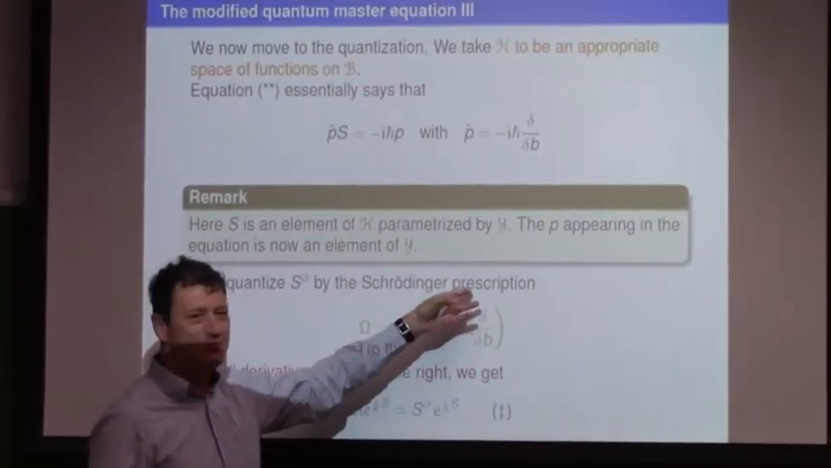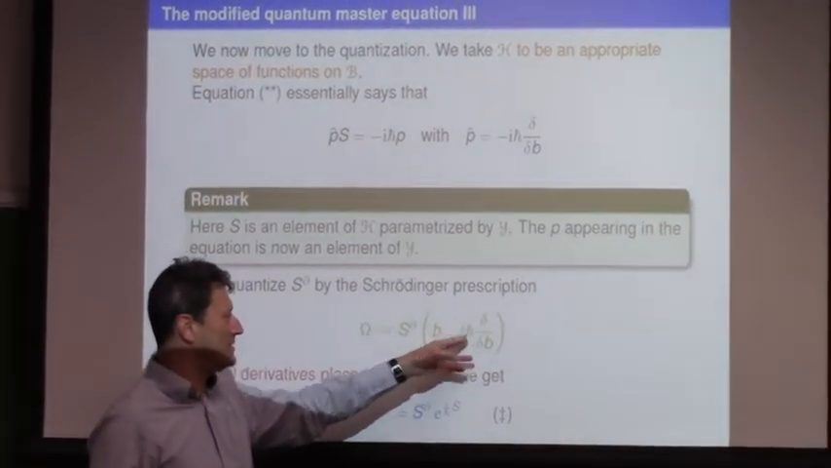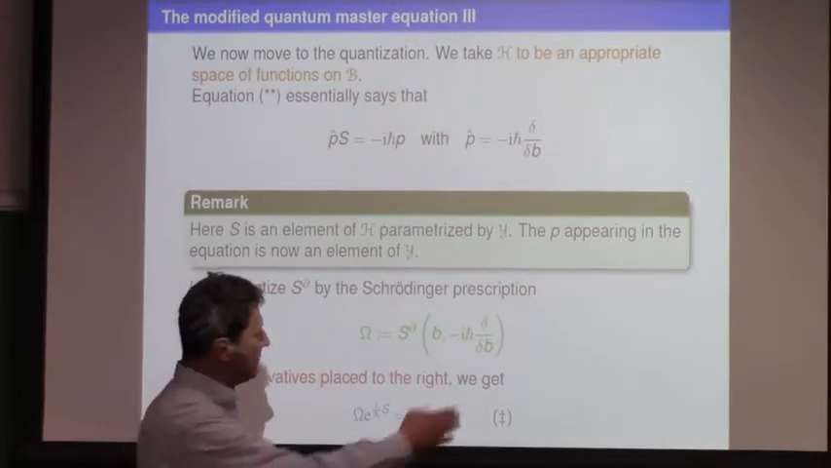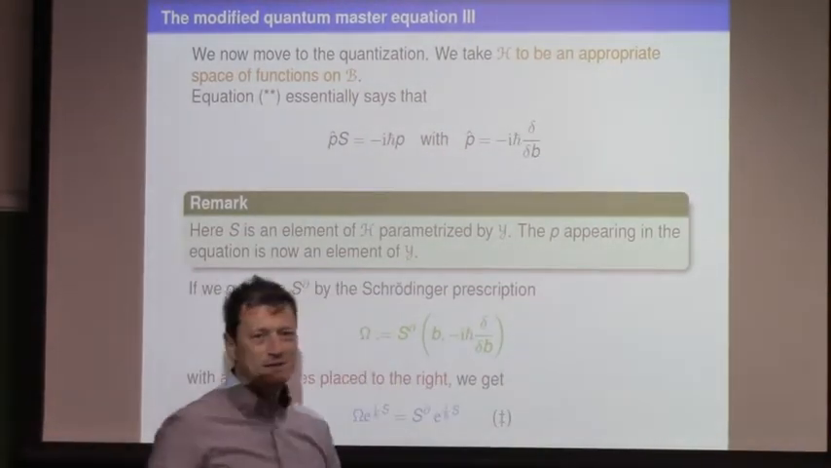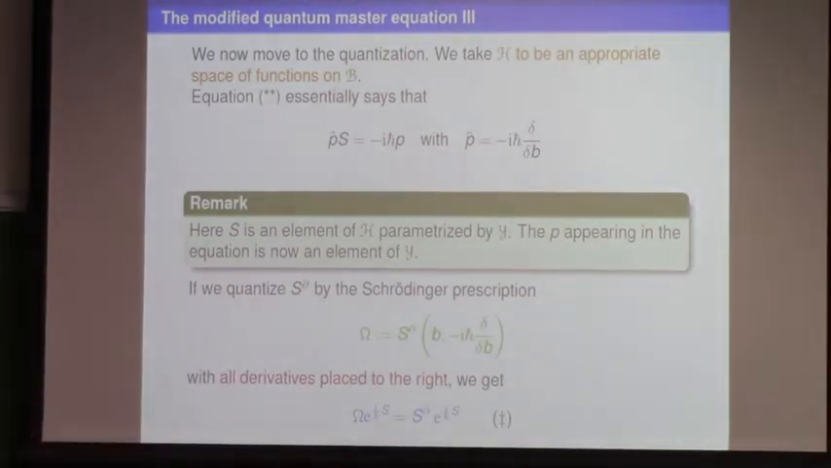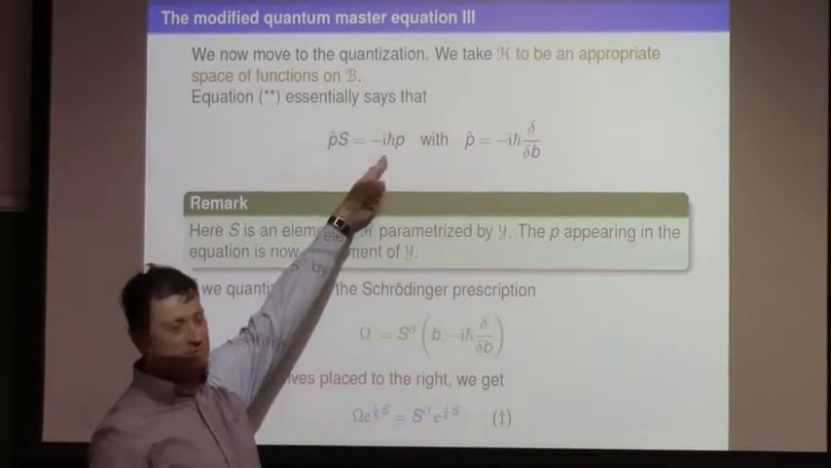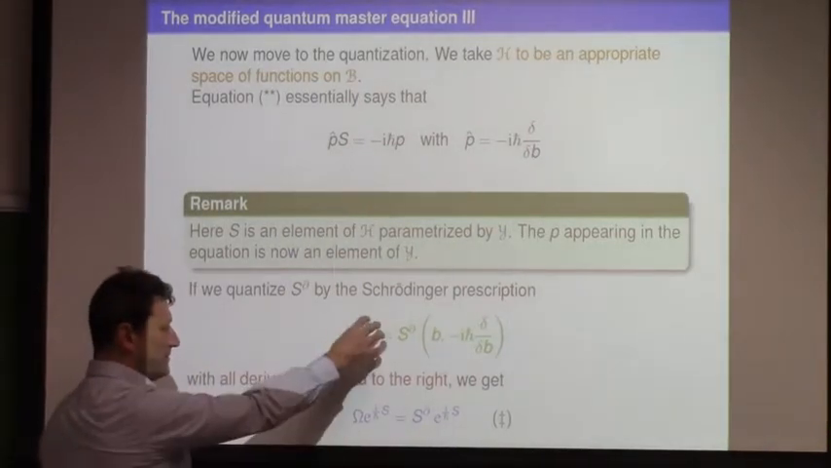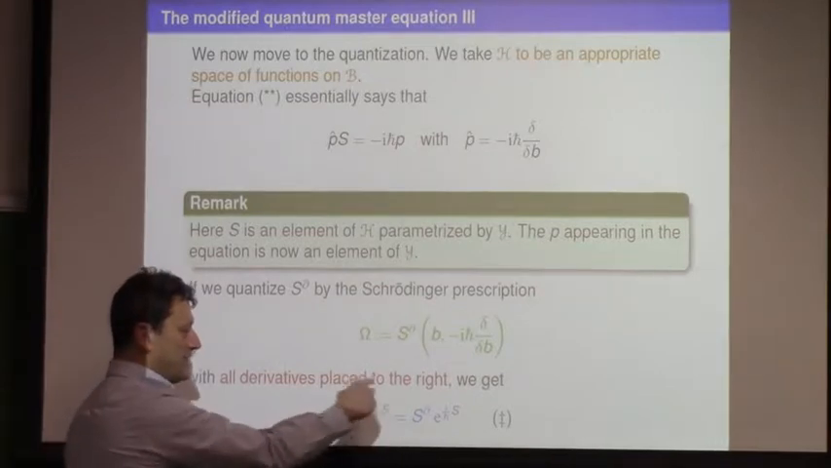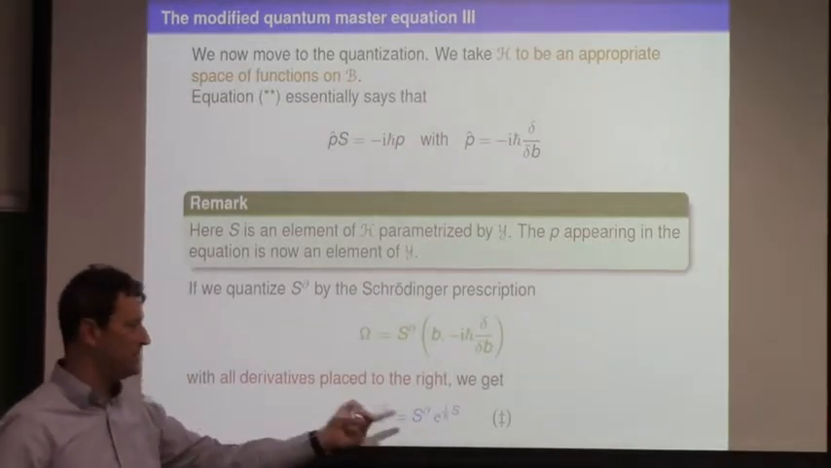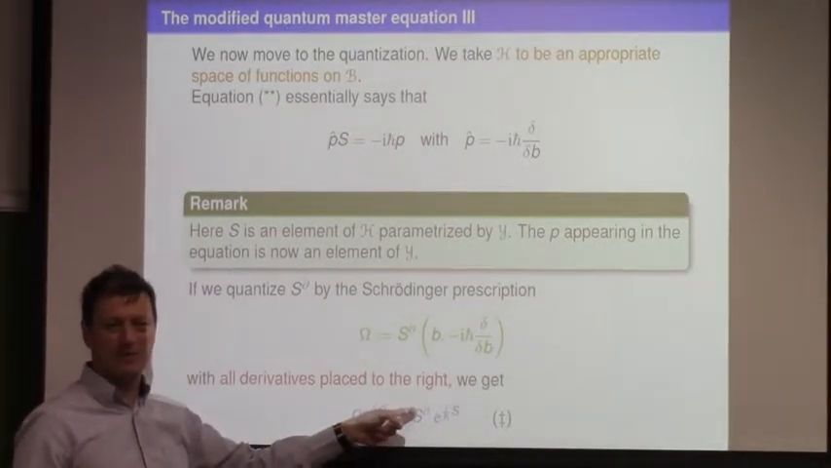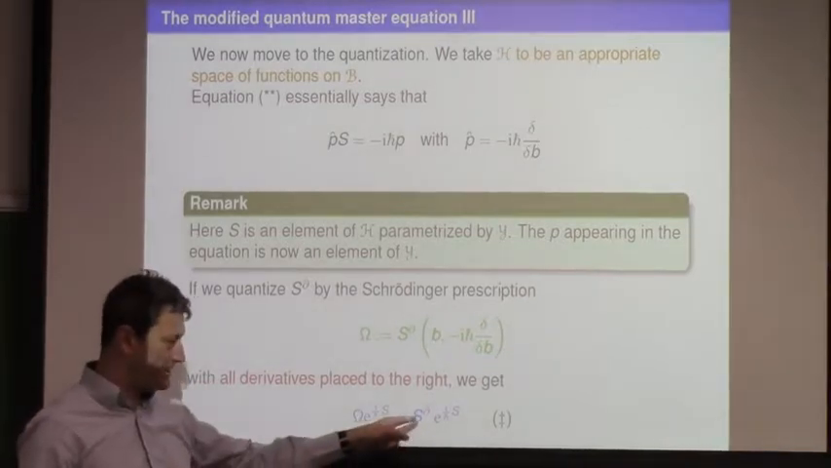Whenever you see a p, you replace it with minus i h bar delta over delta b, and the convention is that we put all the derivatives to the right. So this is standard. You think of S boundary as a symbol of this operator. Now, if you do this, when you apply this differential operator omega to the exponential of the action, you get just multiplication by S boundary, now as a function.